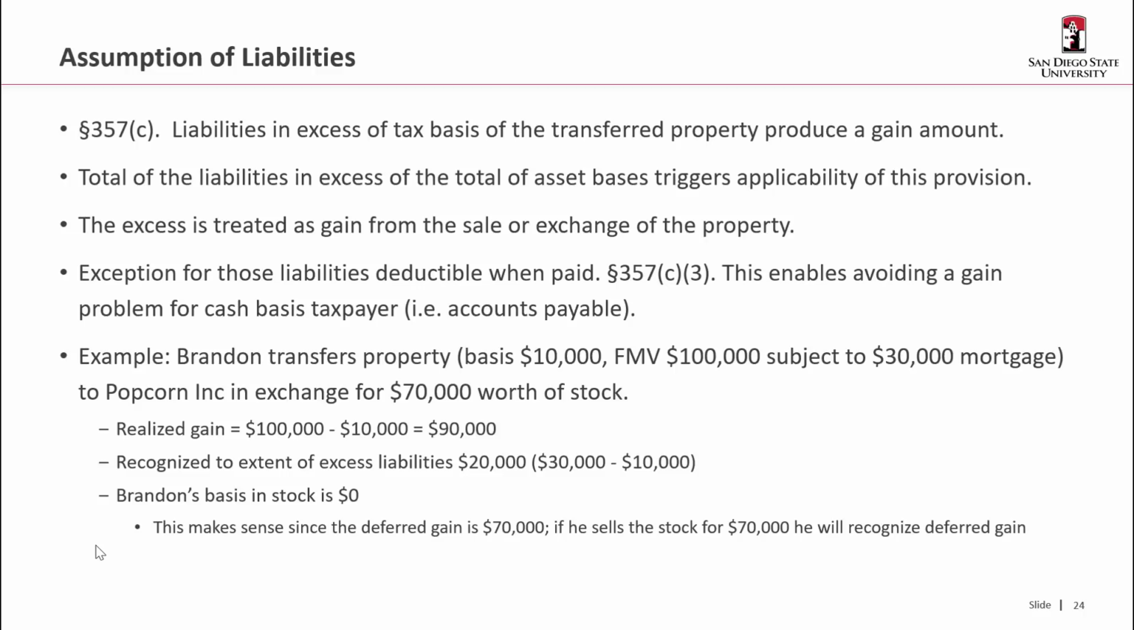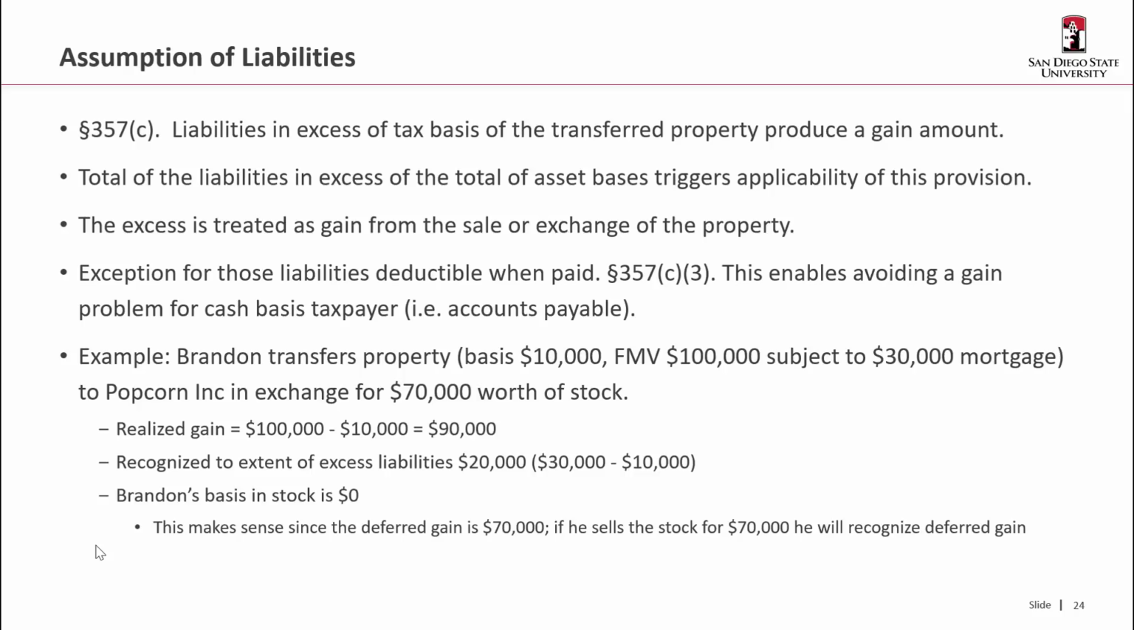So the other way is 357C, and this is when liabilities are in excess of tax basis of the transferred property. So you measure this as the total of the liabilities and the total of the bases of all the assets transferred. And the excess is treated as a gain from the sale or exchange of the property. So there is a minor exception when those liabilities would have been deductible when paid. And basically think of this as like, if it's subject to accounts payable, we're trying to make sure that we don't trigger a gain for a cash basis taxpayer. You don't need to worry too much about 357C3.